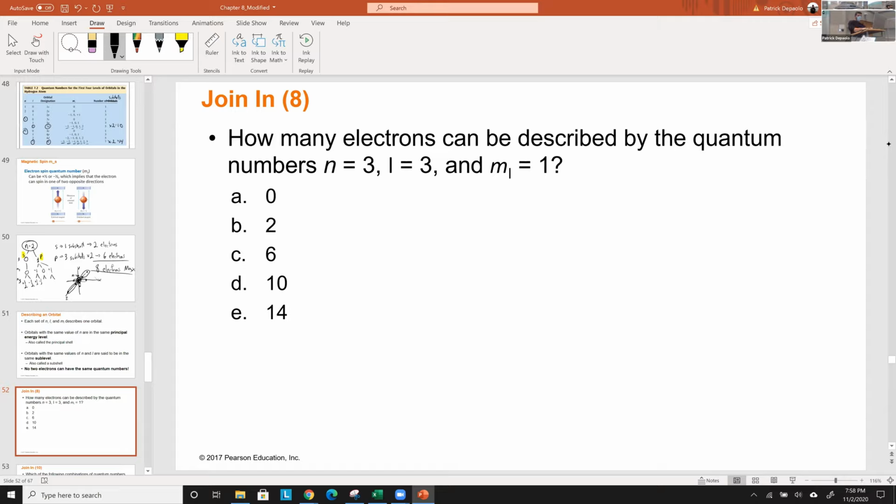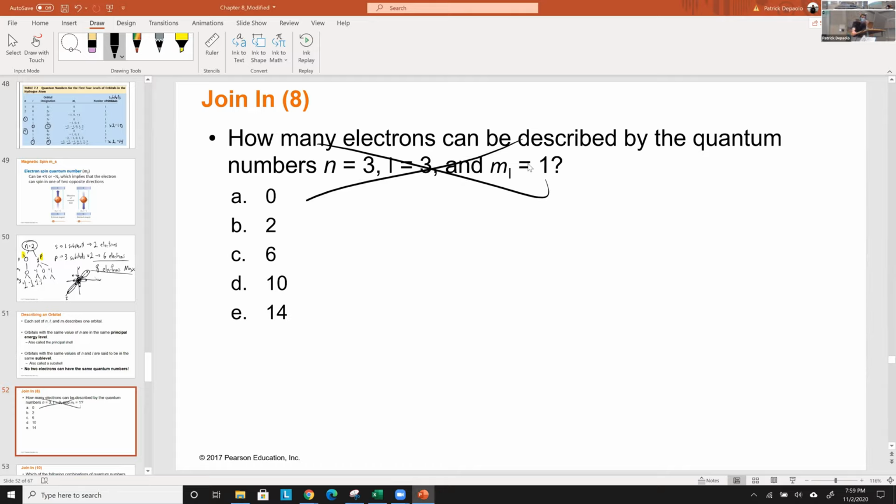Oh, we have an answer. We have 2 answers. 0. Good job, Nick, and good job, Adi. Awesome. The answer is 0. Tricked you. Because l has to be between 0 and n-1. Good, Nick. It can't be 3. And good, Lewis. So it can only be 0, 1, or 2. It can't be 3. So that's why this whole set is null and void.